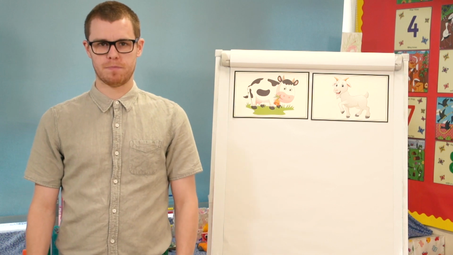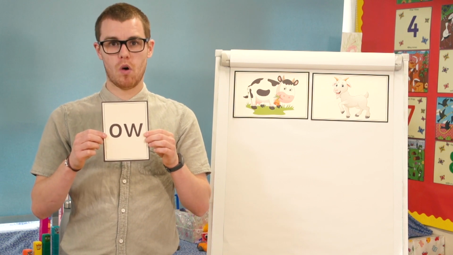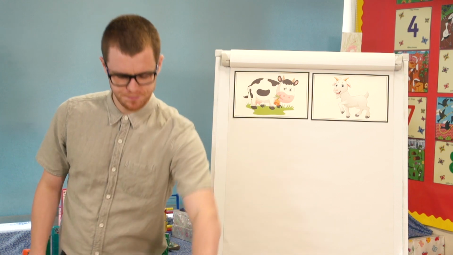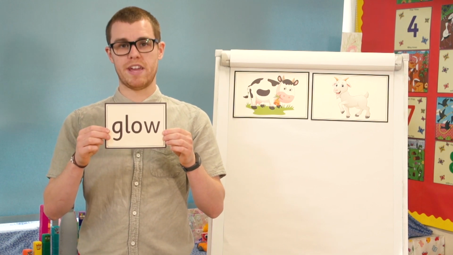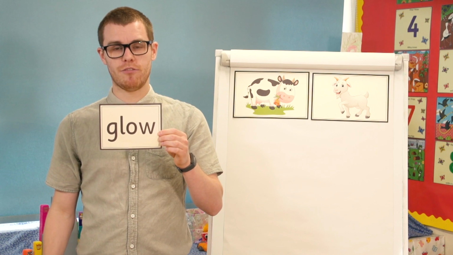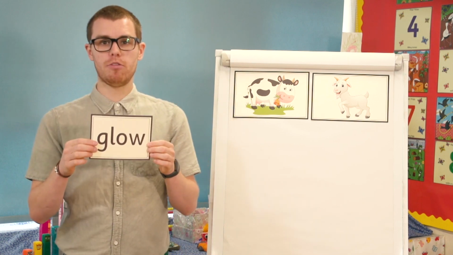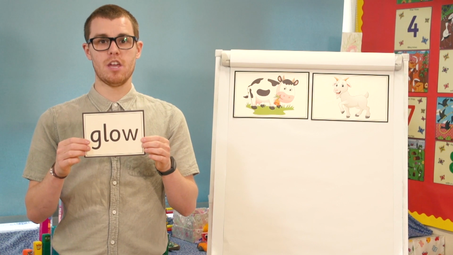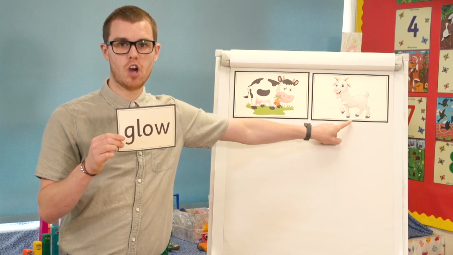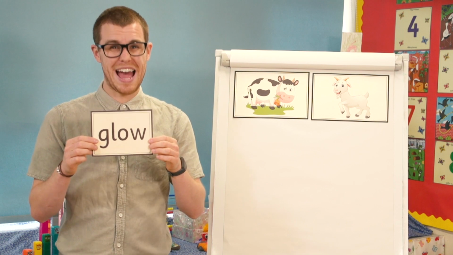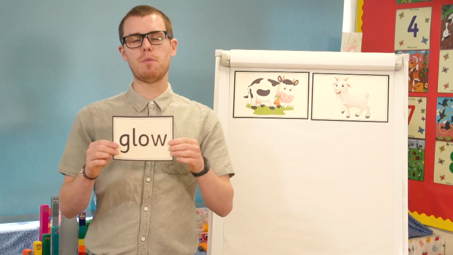Let's sort some words. Does the grapheme make an ow or an o sound? Here is the first word. Read the word. Does it have the phoneme o or ow? Help me put the word in the correct place. Shout out o if the word has an o sound, like in goat, or shout out ow if it has an ow sound, like in cow. Help me work it out.